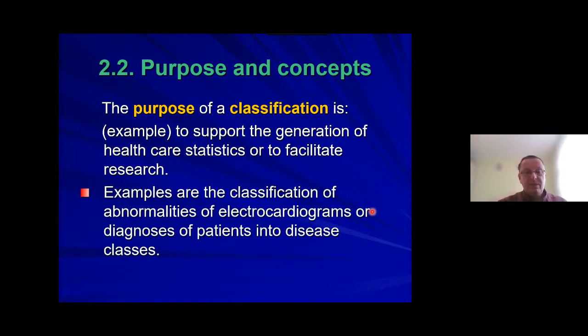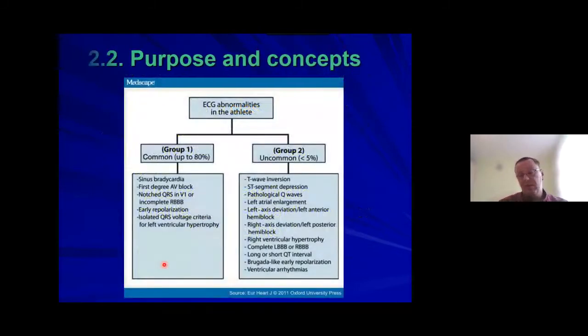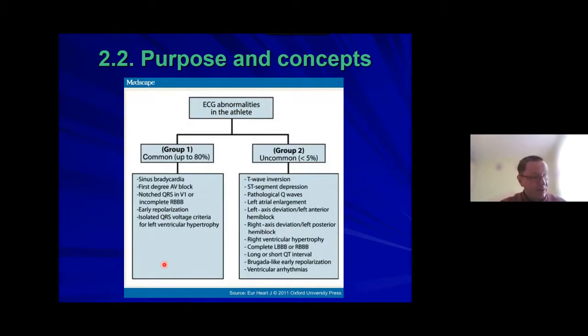The purpose of classification is to support generation of healthcare statistics or to facilitate research. An example is classification of abnormalities of cardiograms or diagnosis of patients into disease classes. A very simple case is classification of different flus, classification of different viruses, including modern COVID, and so on. And the complexity of classification could be significantly different.